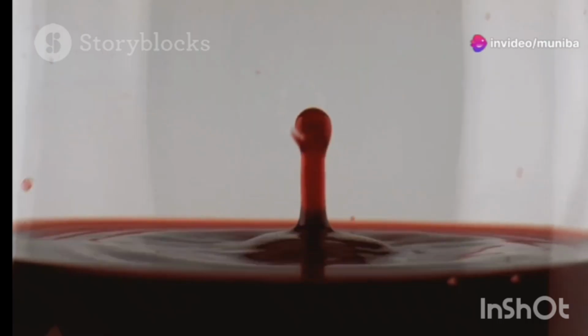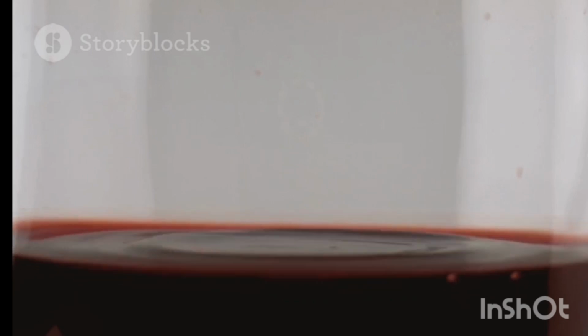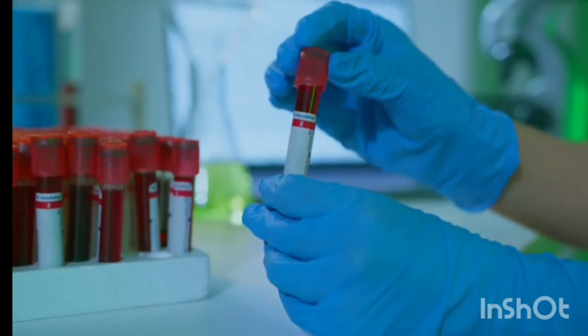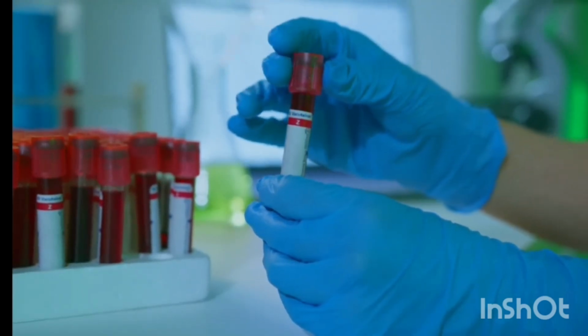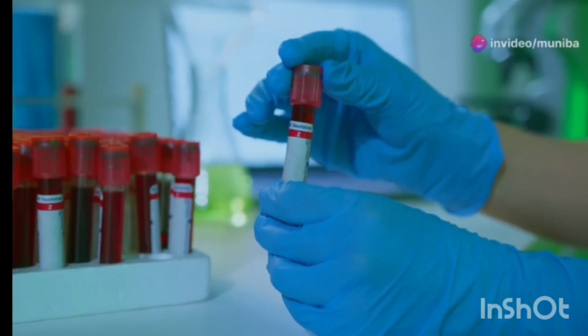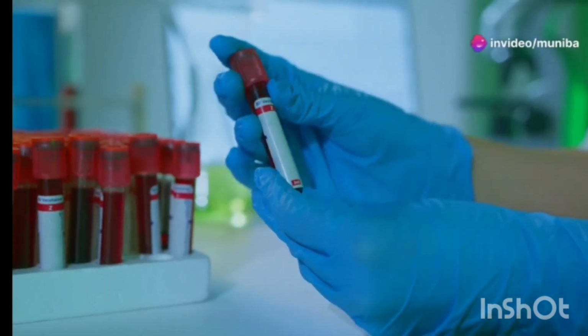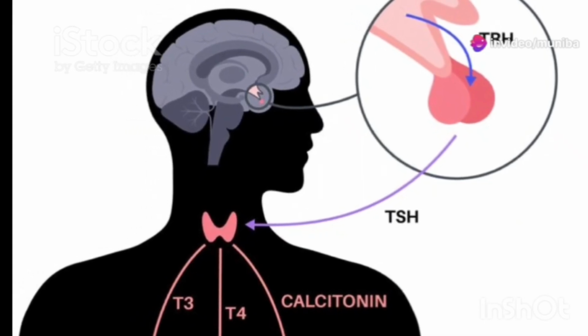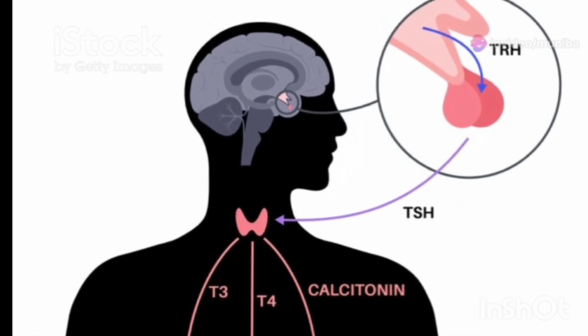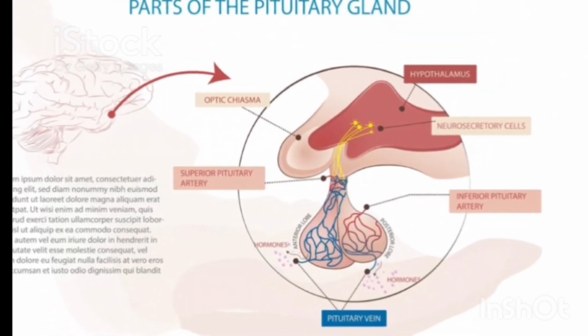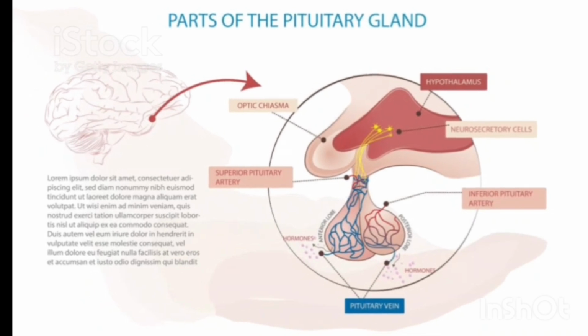The most important test is a blood test that measures thyroid-stimulating hormone, or TSH levels. This test is crucial because TSH levels provide a clear indication of how well your thyroid is functioning. TSH is produced by the pituitary gland, a small but vital gland located at the base of your brain. It plays a key role in regulating your body's hormone levels.